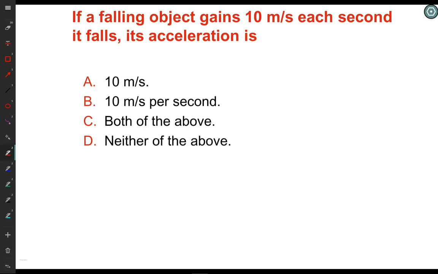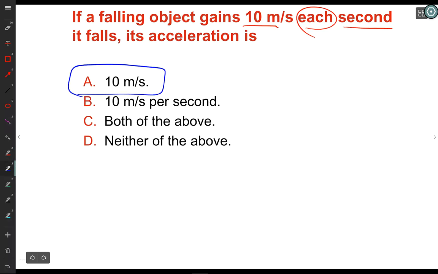If a falling object gains 10 meters per second each second, what's its acceleration? Yeah, it's 10 meters per second. You just replace the word each with per second. Why is this answer wrong? It has the wrong unit. You need meters per second squared, and that's just meters per second. That's a unit of speed.